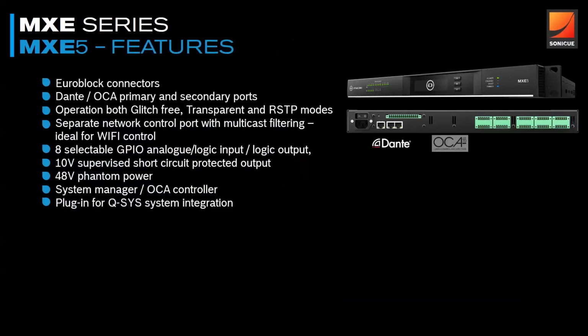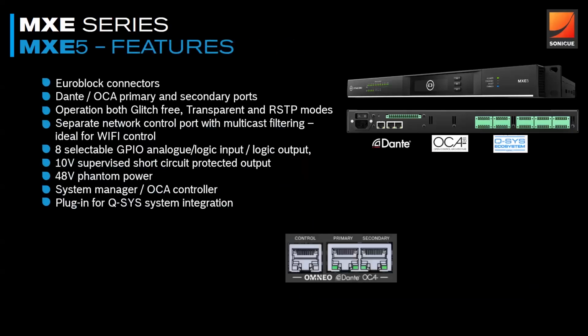In terms of the features on the rear panel, it's Euroblock connectors, as you can see there, and Dante OCA ports for primary and secondary. You also have the possibility of glitch-free, transparent RSTP modes for redundancy. There's a separate audio network control port for multicast filtering. What that means is that you can ideally put in a Wi-Fi router for Wi-Fi control and filter off all of the excess data so you don't overwhelm the network for the system.